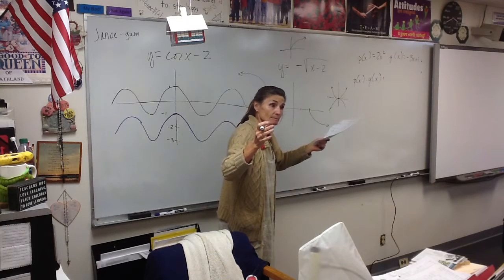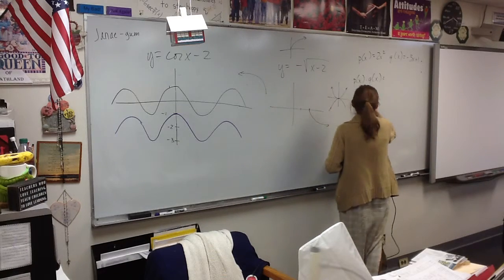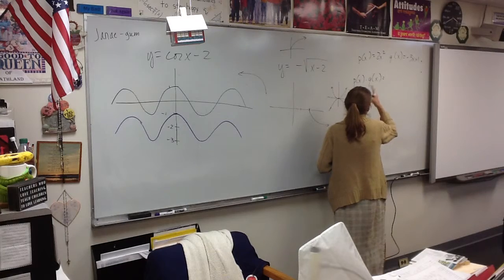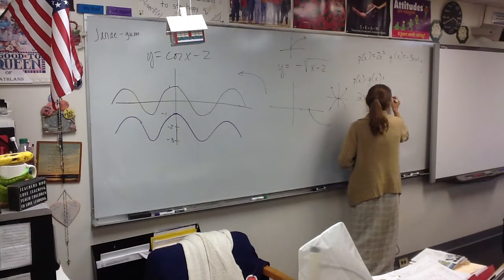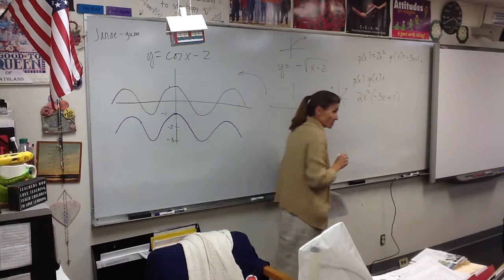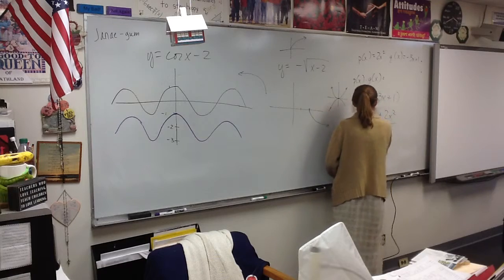Yes. 2x squared times negative 3x plus 1. You're just going to multiply. Very good. Thank you. You're just going to multiply 2x squared times negative 3x plus 1. Now it's a multiply. So we're going to distribute. Negative 6x cubed plus 2x squared. That's your answer.